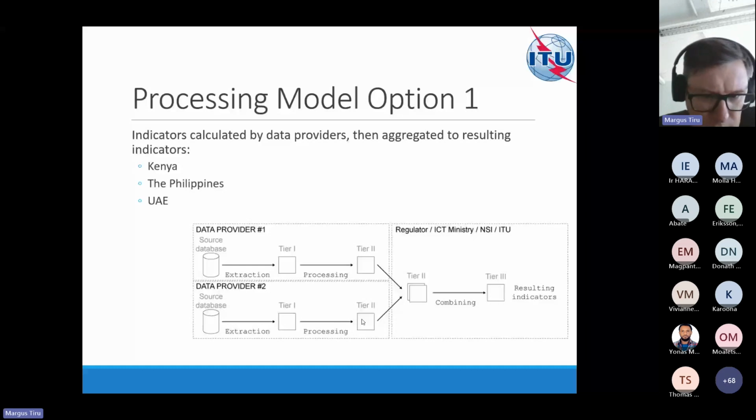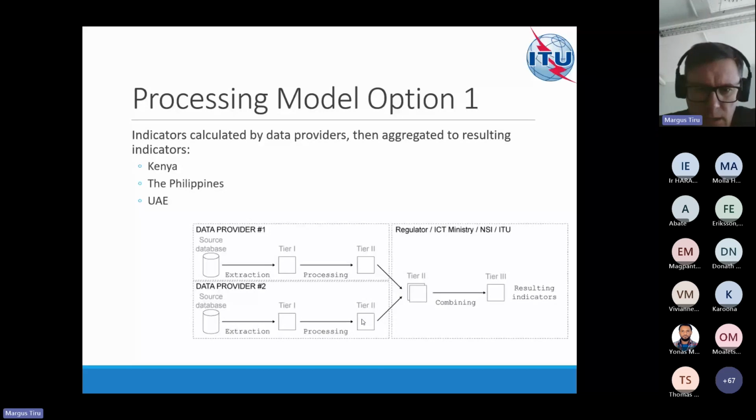In the end, the operators aggregated the data, and this aggregated data was then passed to the responsible stakeholder in the country, where it was combined, and then the resulting indicators were calculated and analyzed in the end.